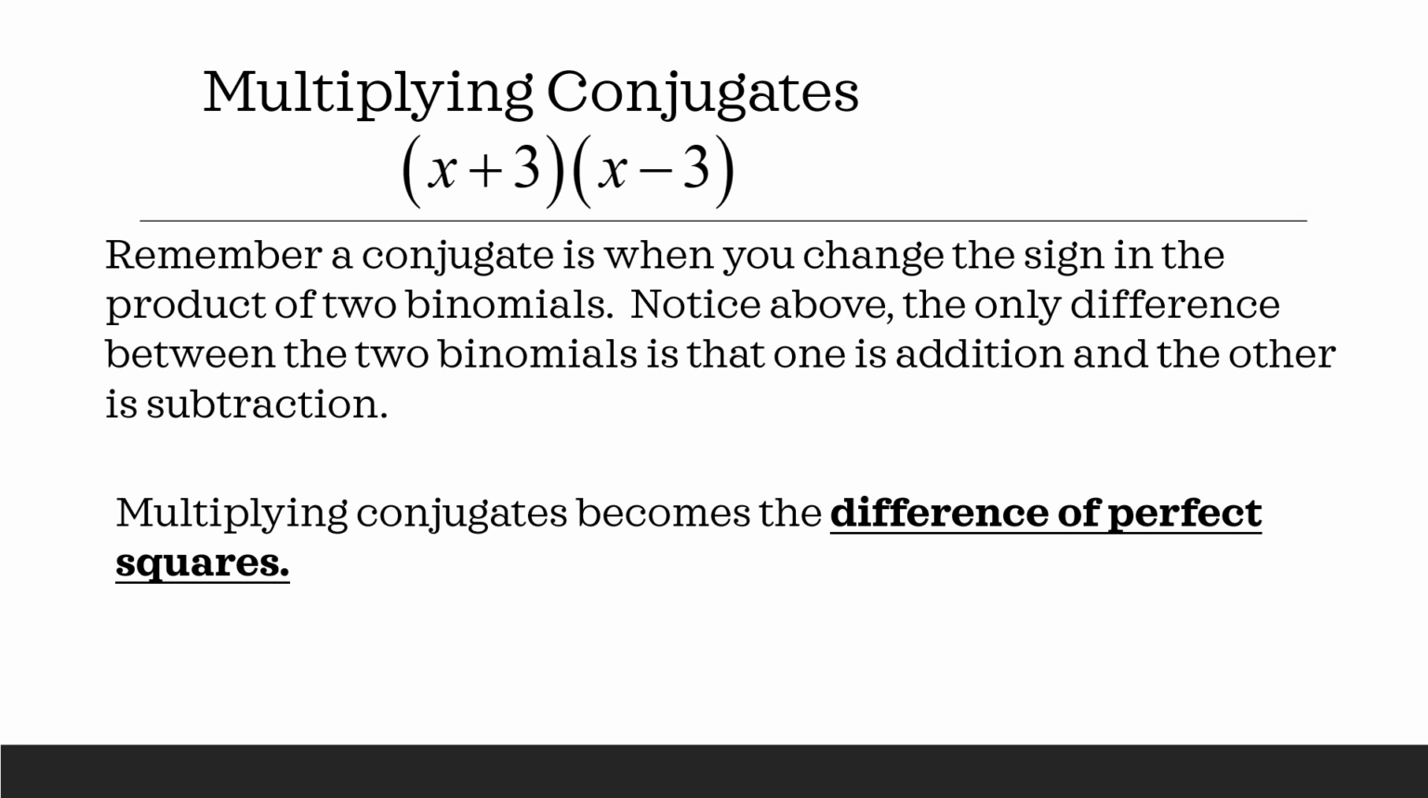There's another product that is important to know, and that's when you're multiplying conjugates. And if you remember from a previous video, a conjugate is when you have the same thing in each parentheses, but one has a plus sign and one has a minus sign. So this x plus 3 times x minus 3 is an example of a conjugate. And when you multiply conjugates, it becomes the difference of perfect squares. So let's see how that works.